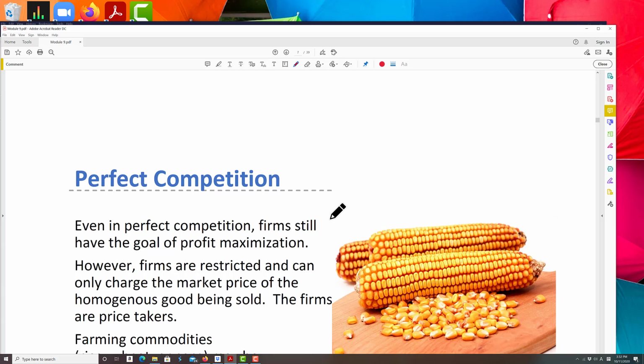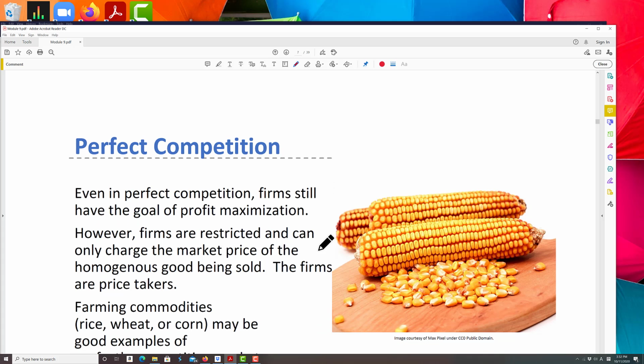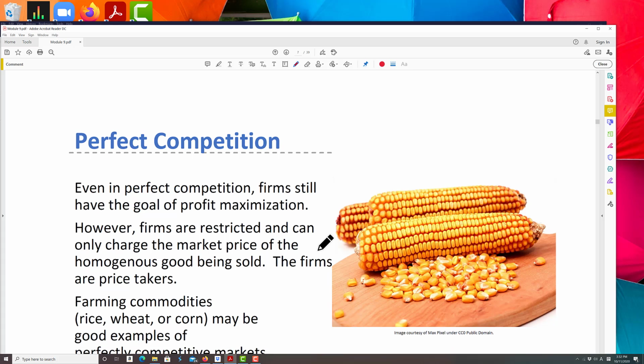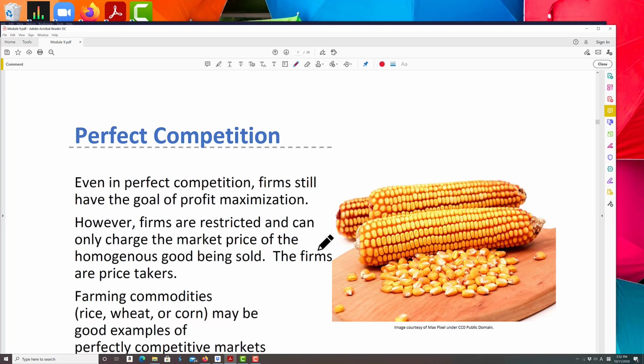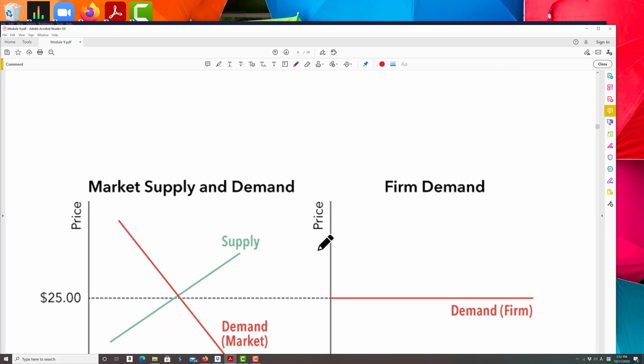These competitive firms do not have monopoly power. Prices are determined by the market force, and competitive firms can only adjust the quantities of their output. So examples are farmers producing rice, wheat, or corn. These are examples of perfectly competitive firms producing homogeneous products.